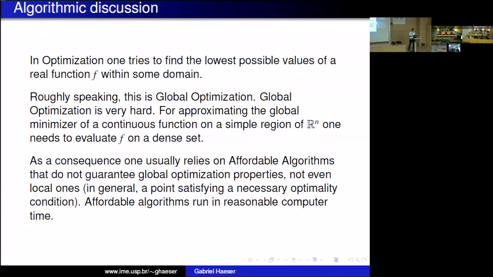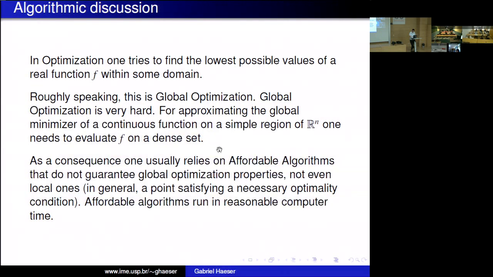So continuing with this discussion, there is this general discussion here. In optimization, you are trying to find the lowest possible value of a real function f over some domain. You are not looking for KKT points. Roughly speaking, you are looking for a global optimization. Practitioners are not even interested in local optima. They need global optimization. But this is too hard.